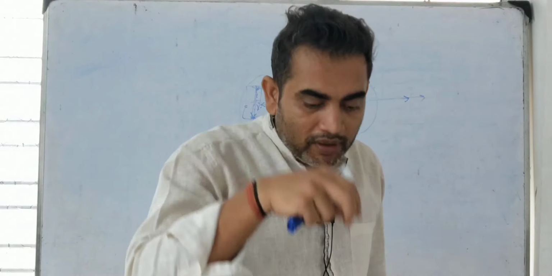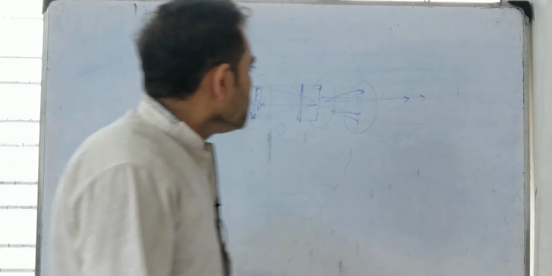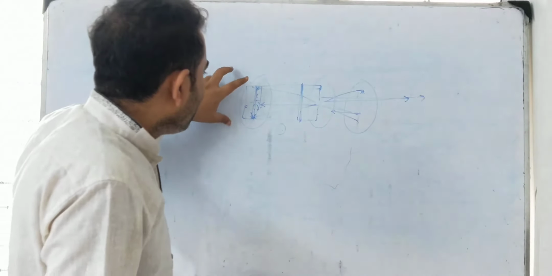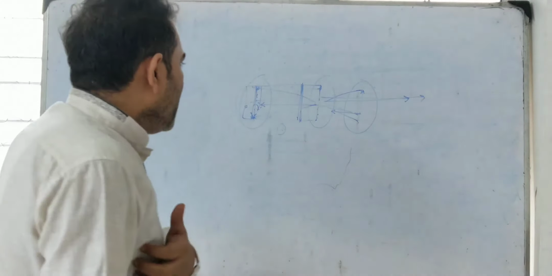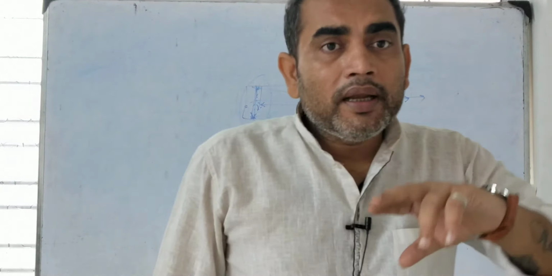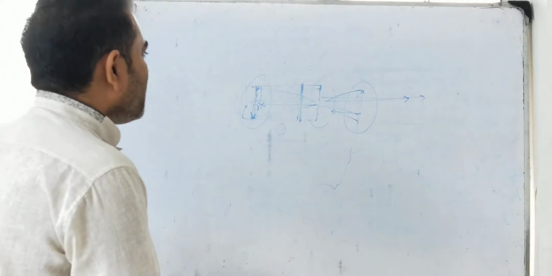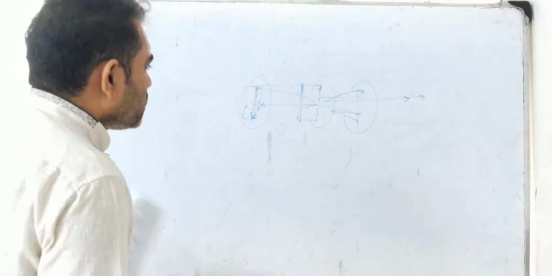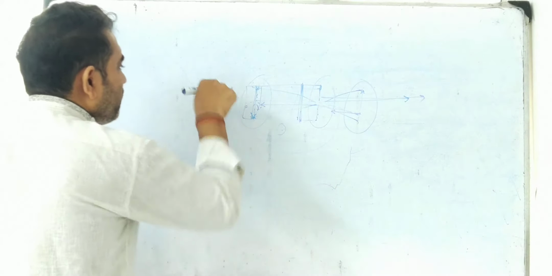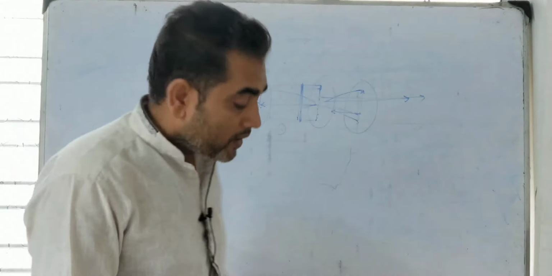Obviously, in my videos about the image, many times I have told you that whenever an image can be taken on the screen, it means it is a real image. And if any image is a real image, that means it will be inverted. So we got two things from here only. It is a real image, and if it is real, it will be inverted. What will it be? Inverted. Okay.